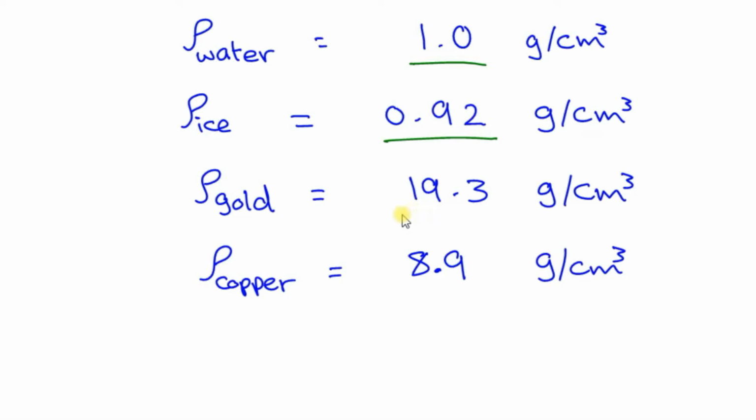Density of gold is 19.3 gram per cubic centimeter, which means if you need to check if your ring or a crown is made of pure gold or not, simply check its density. Density of copper is 8.9 gram per cubic centimeter.